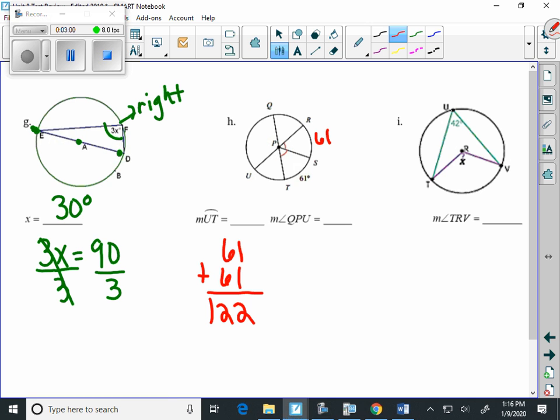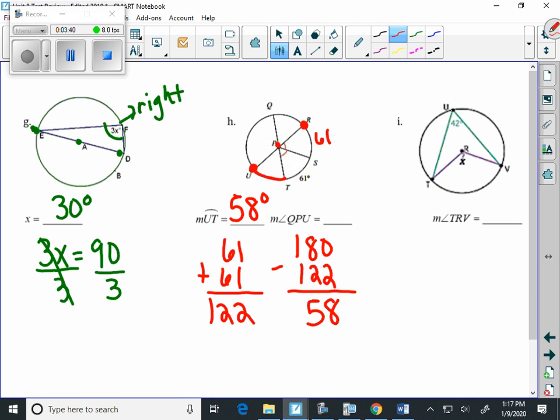Then we want to figure out how big arc UT is. If we recognize that UR is a diameter, a chord that goes through the center of the circle, then we know 61 and 61 is 122. In a semicircle, there are 180 degrees. We can subtract 122 from that. 10 minus 2 is 8, 7 minus 2 is 5. So our arc UT is going to be 58 degrees.